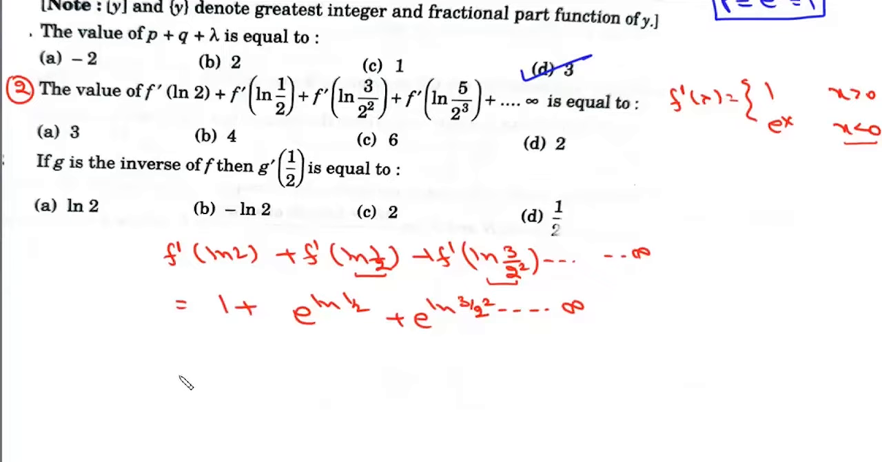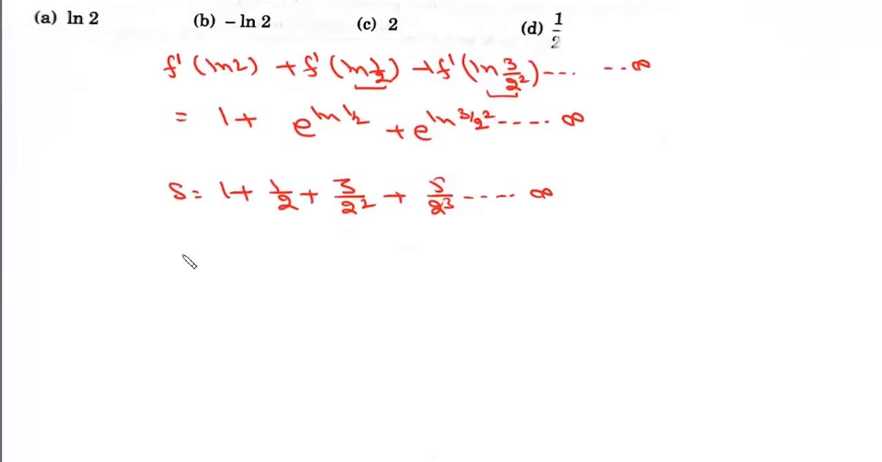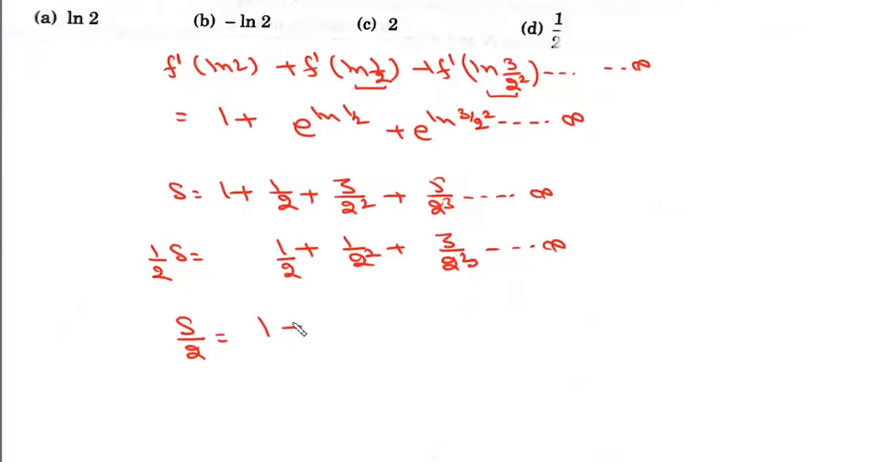So we need to find sum of this series, which is 1 plus 1 by 2 plus 3 by 2 square plus 5 by 2 cube up to infinite. Now we'll write this series once again, leaving one term. So it will be this 1 by 2, 3 by 2 square, and we'll multiply it with common ratio, that is 1 by 2. Now if we subtract, we'll get this as s by 2, and here will be 1 plus, and this is 2 upon 2 square, 1 by 2. This is 2 upon 2 cube, 1 upon 2 square up to infinite.